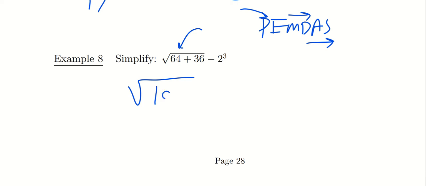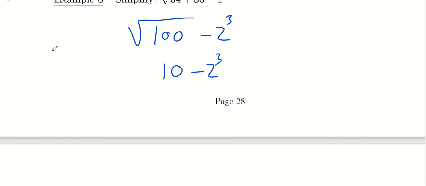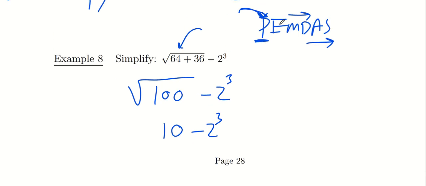64 plus 36 is going to give us 100. And then the square root of 100 would just be the number 10. Okay. So your square roots and also your absolute values, those also get done at the parenthesis or grouping symbol level of the order of operations. Now that we know what number was there, the number 10, we can look for the next step, which would be exponents. We do have the exponent 2 to the third. That's 2 times 2 times 2, which is 8. And then lastly, 10 minus 8 would give us a final answer of positive 2.